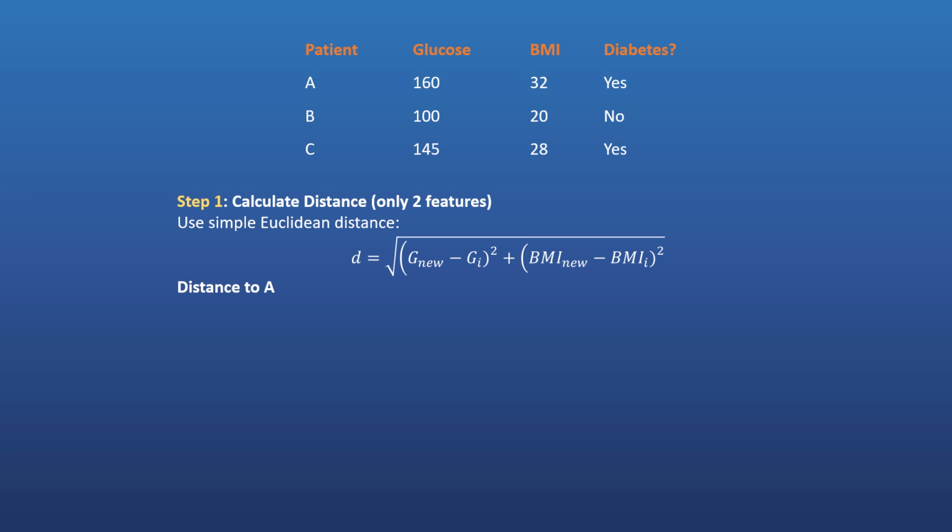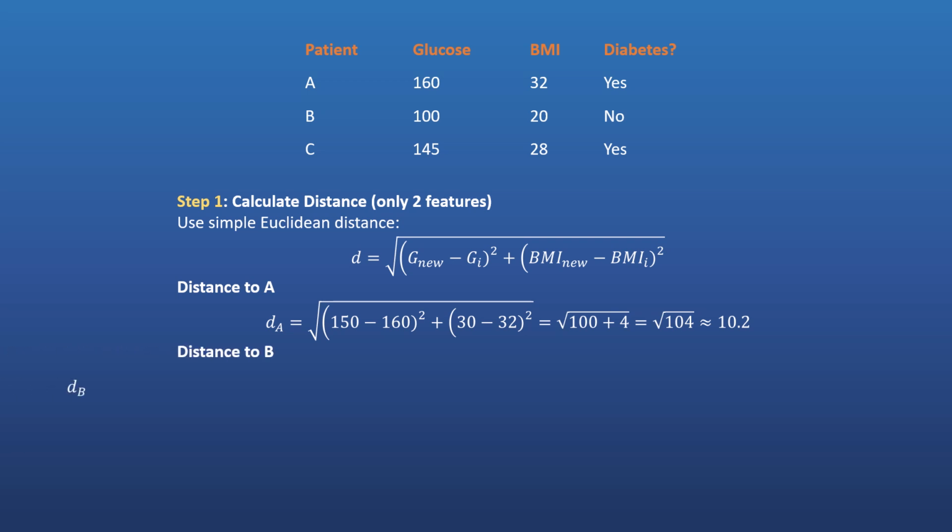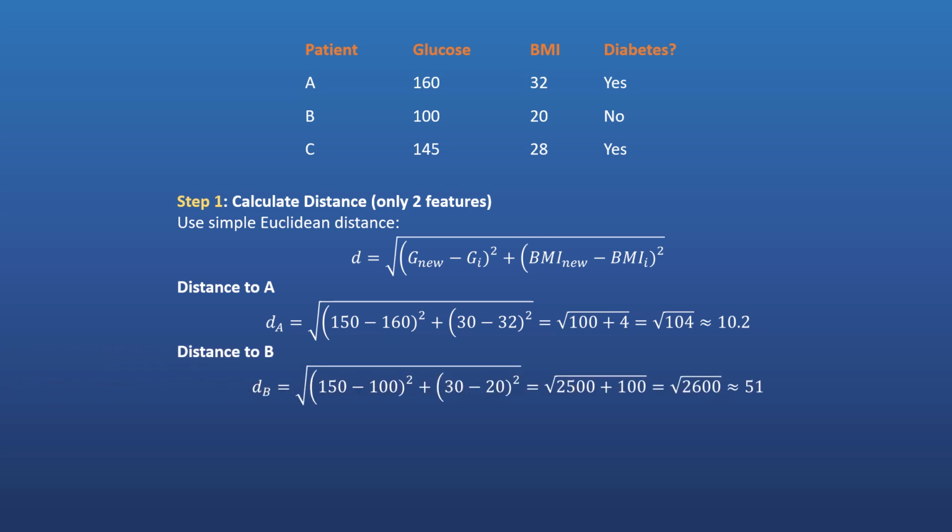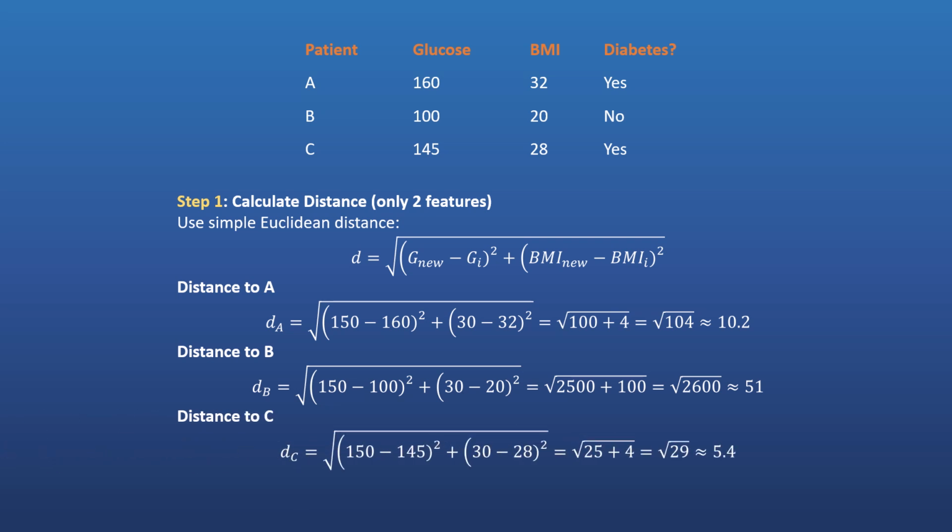Distance to A is root over (150 minus 160) whole square plus (30 minus 32) whole square, that is equal to almost 10.2, and distance to B equal to 51, and distance to C we find 5.4.